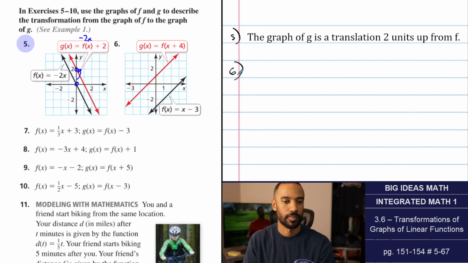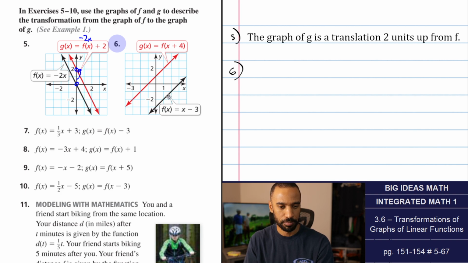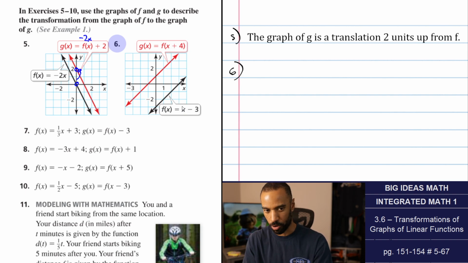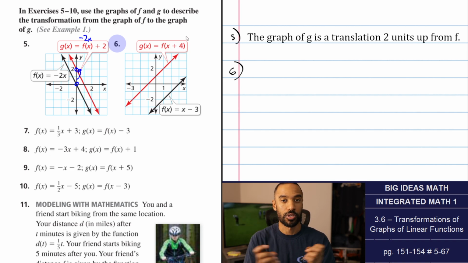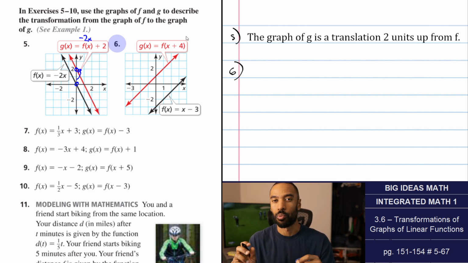Number 6, g of x equals f of, and inside the function is x plus 4. Here's f of x equals x minus 3. So here's the original function. Now we're going to use f of x plus 4. That means that x plus 4 is going to take x's place in the equation. So it'll be x plus 4 minus 3. Kind of weird. But what's really weird is whenever you're doing something inside the function, you have to do the opposite. If this has a plus 4, first of all, it means horizontal changes, but it means we're not going to go right 4, we're actually going to go left 4. And you can tell that this looks like it is going to the left 4.